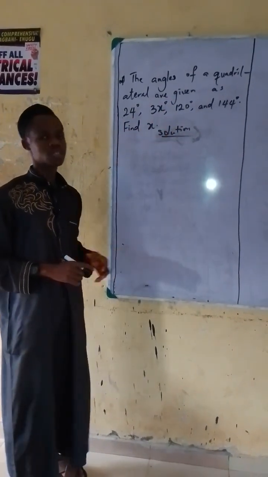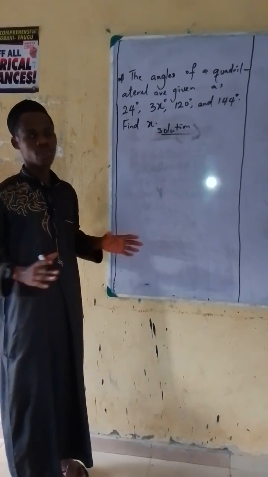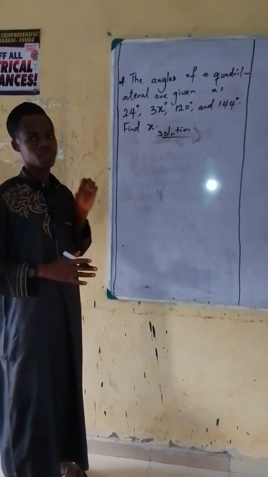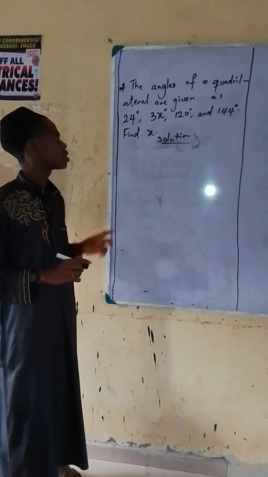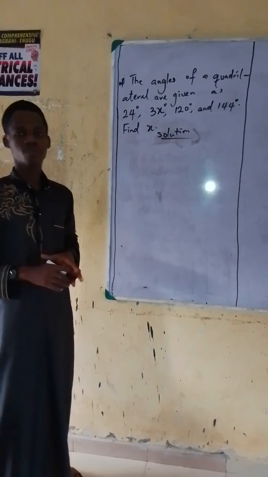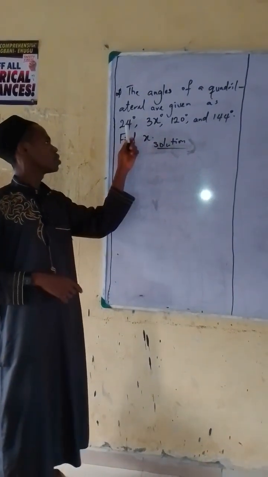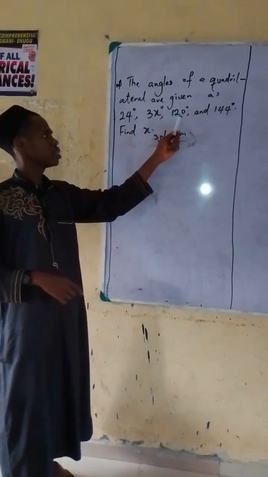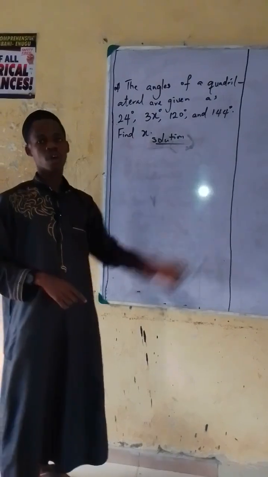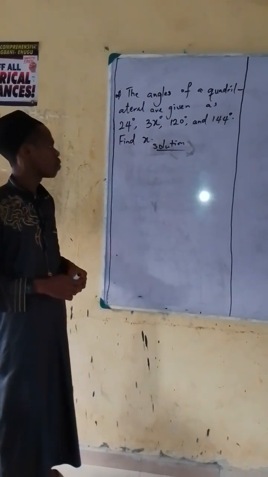Now we have a quadrilateral on the board. That means when I add all the angles, there must be 4. That's the first thing. And when I add them, I must get 360. Now let's say we have up to 4 angles here. We have 24, that's 1. We have 3x, that's 2. We have 120, that's 3. And then we have 144, that's 4.